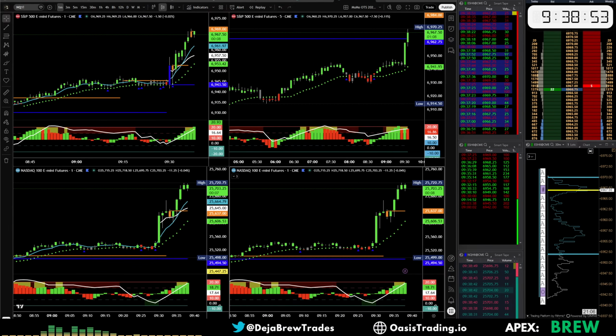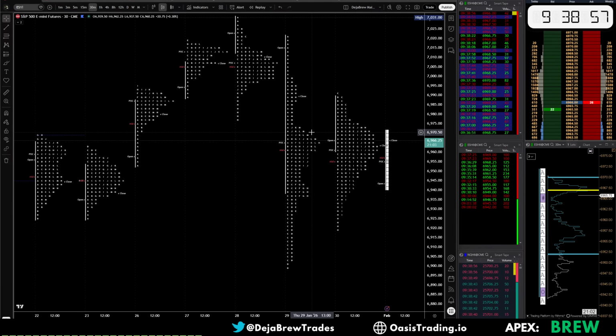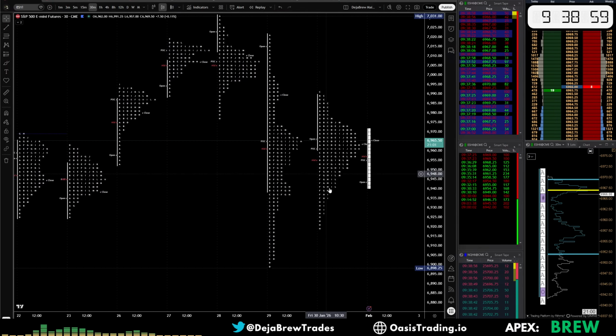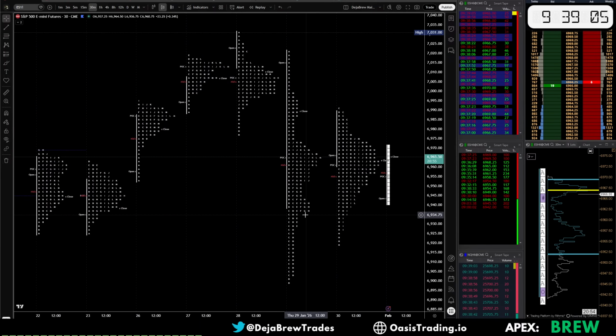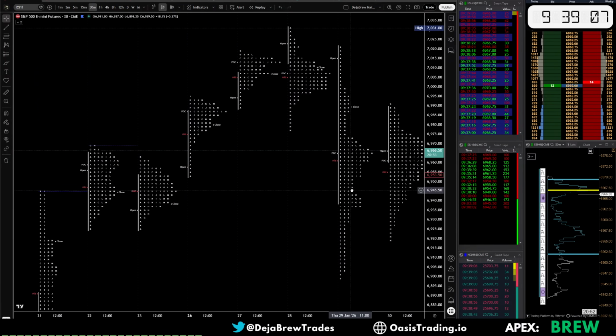EOC shifting to that upper node. Did we have any single prints left open from last week? I don't remember. No, we filled them all in. So we had a lot of single prints on Thursday, and I think we had some on Friday as well. But they all got filled in.